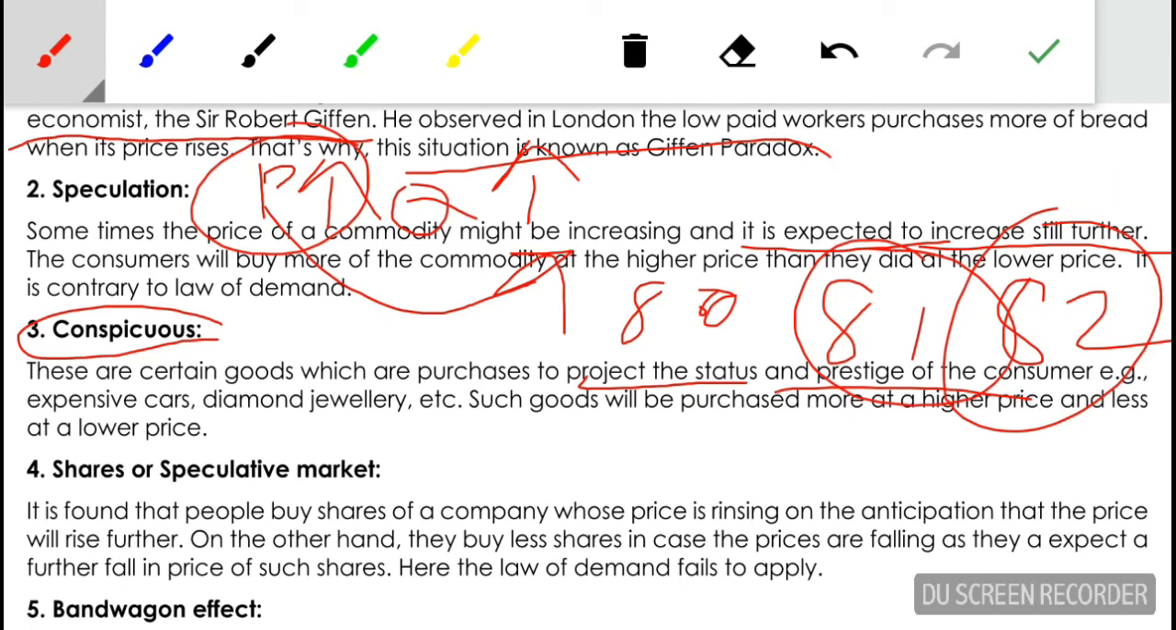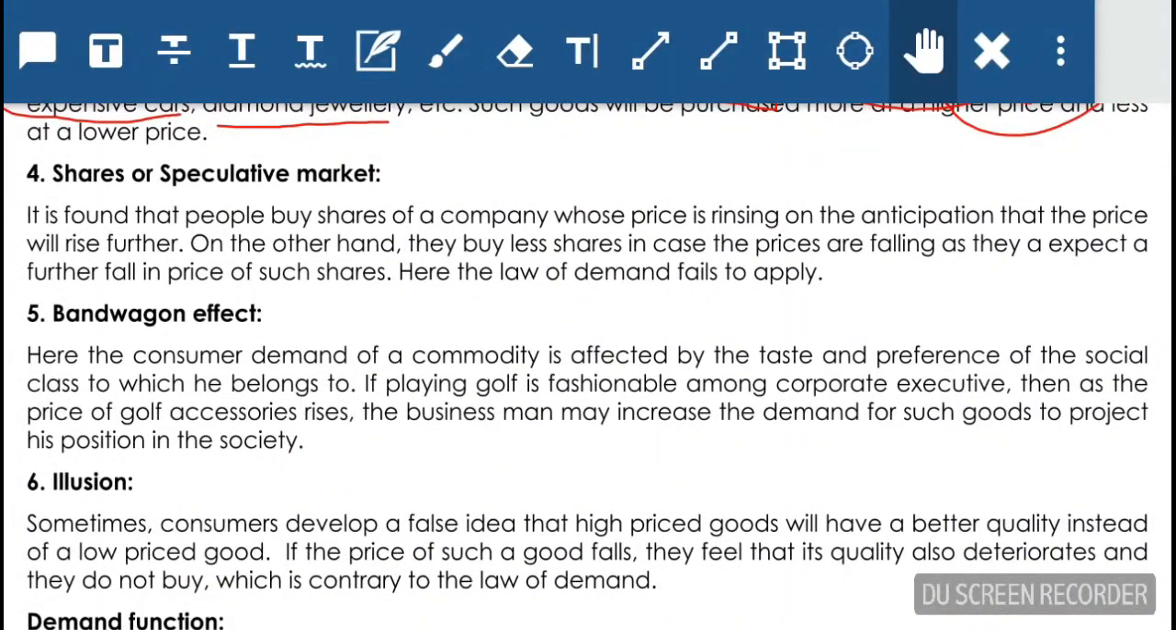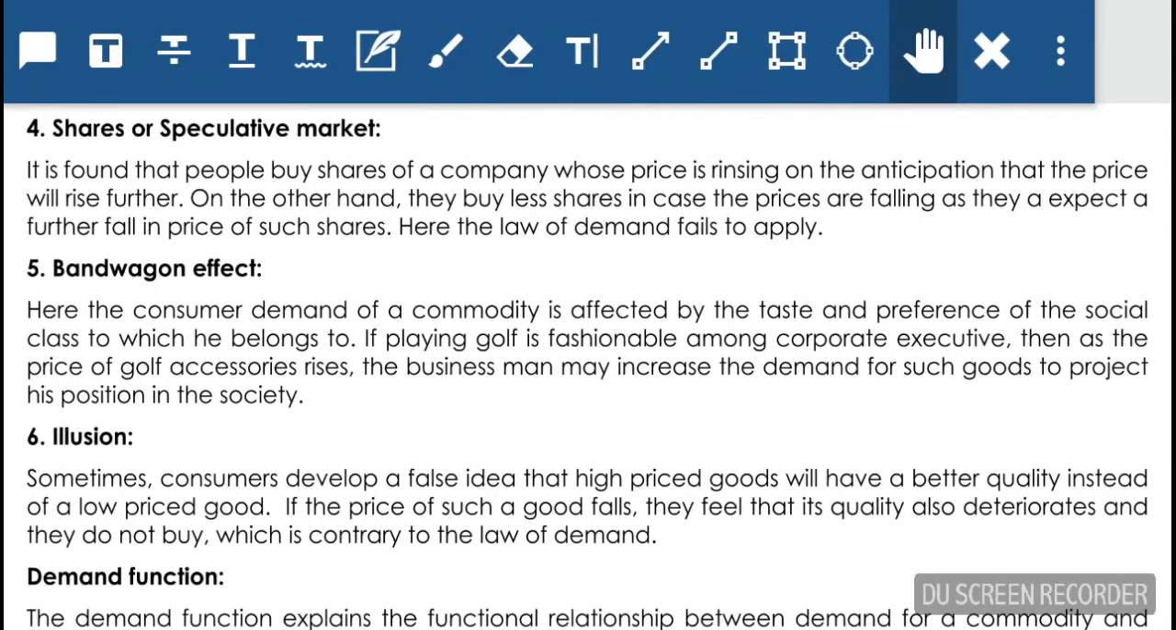According to economics, luxurious goods have value only if the price is high, right? So for example, cars, diamonds and jewelry will have demand only when the price is high. So even though the price is high, you will buy that product more because it is a market status. It shows the status of a person. So the price will make them more in demand. This is what conspicuous goods say. And the share and speculative market, we have already discussed. I think it is a duplication.